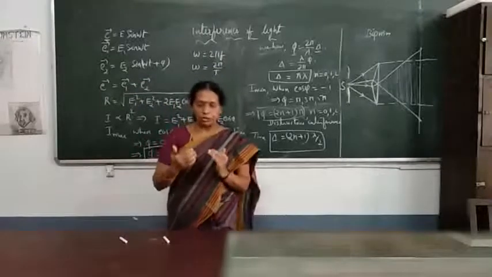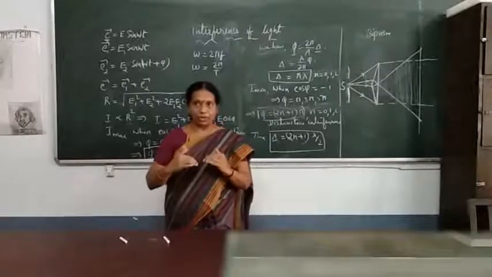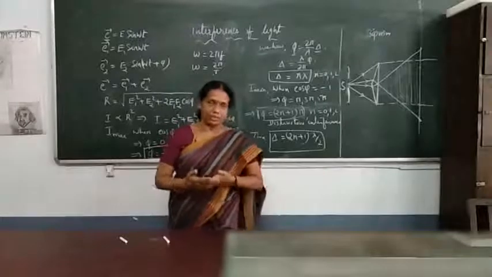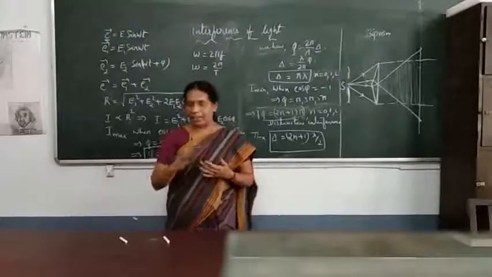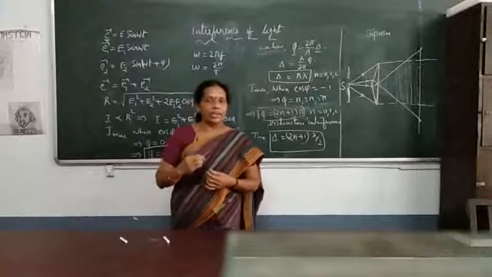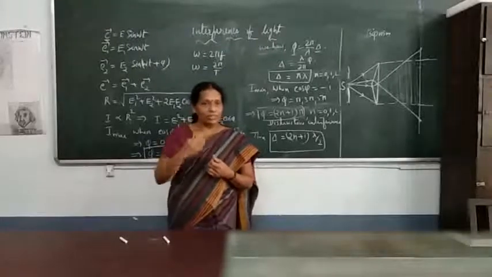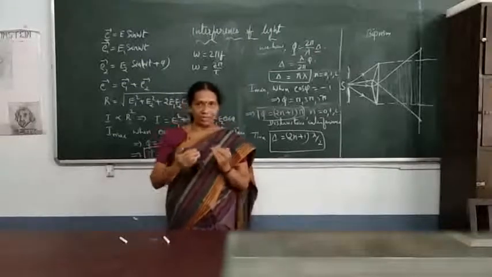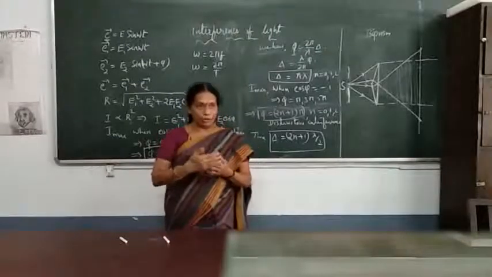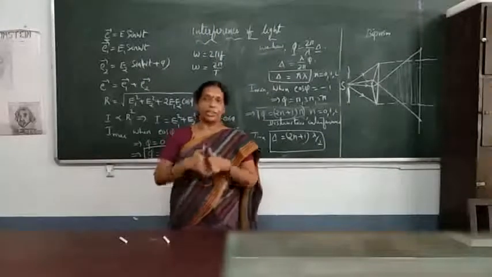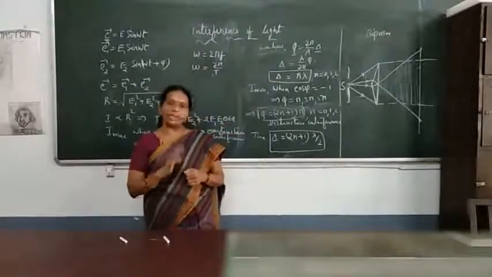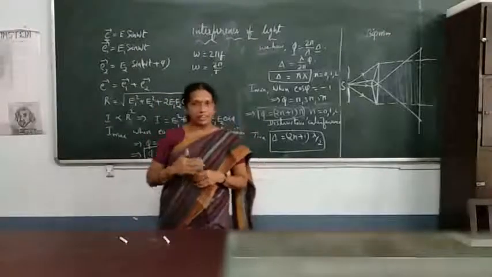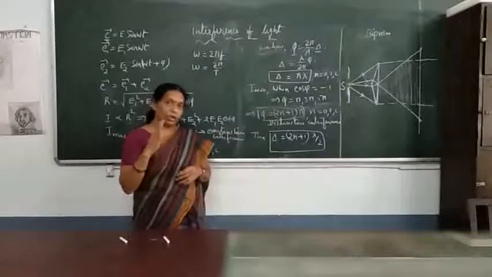Coherence means those two waves should emit light waves of the same frequency, same wavelength, equal or nearly equal amplitude, and the important one is that there should be a constant phase difference between those two waves. When two sources emit light waves satisfying these conditions, only then do they behave like coherent sources.